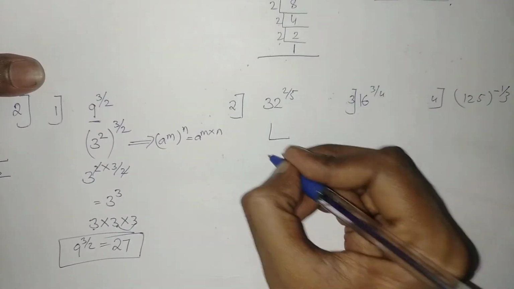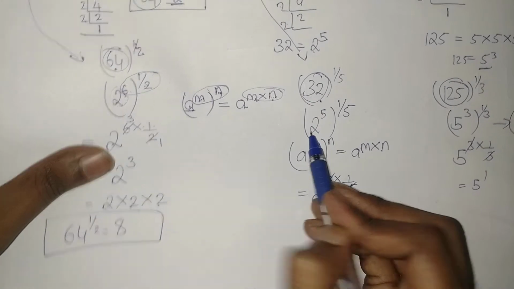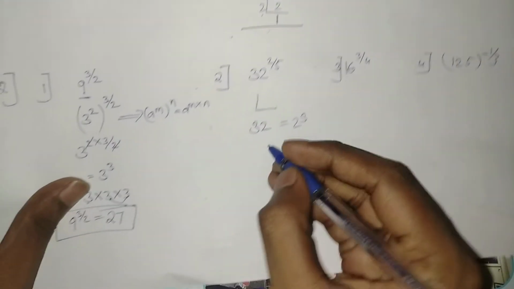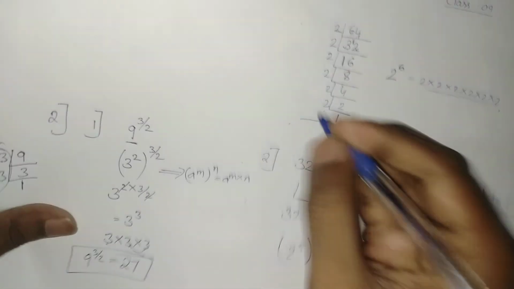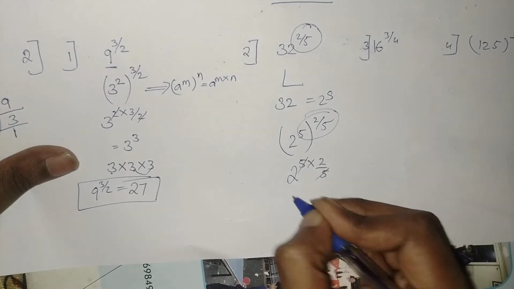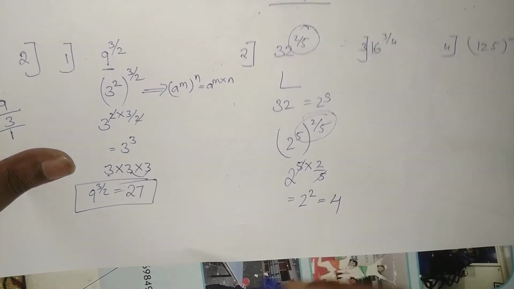Similarly, 32. Just now we found the prime factors for 32, right? That is 2 power 5. So 32 is nothing but 2 power 5. So in place of 32 you write 2 power 5 whole power 2 by 5. We have two exponents, multiply those exponents, 5 gets cancelled. We have 2 square, which is nothing but 4.